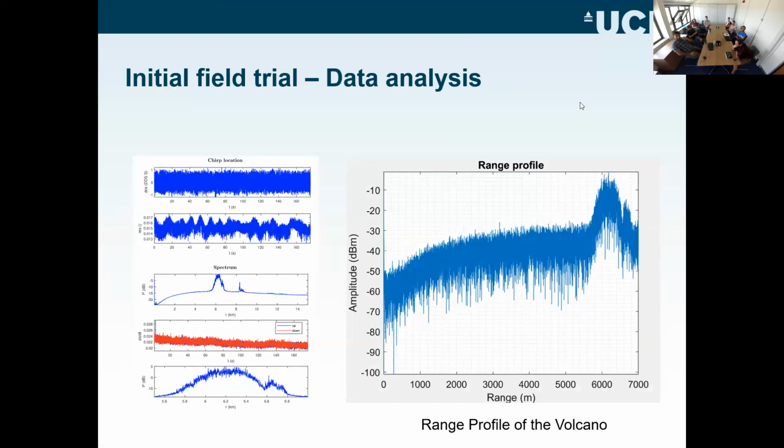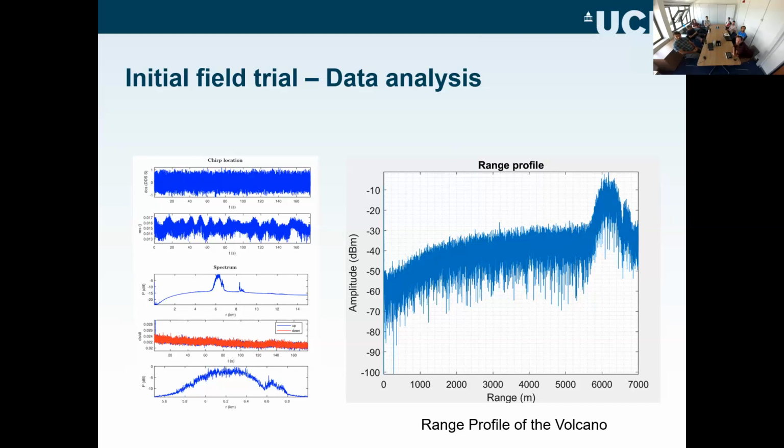So there it is. On the right is a range profile of the volcano. It's about 6.5 kilometers away. We were so glad that it actually turned out to be a big target. Very nice to see. Very relieved once we saw that signal.